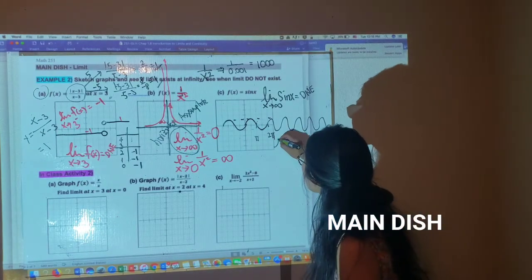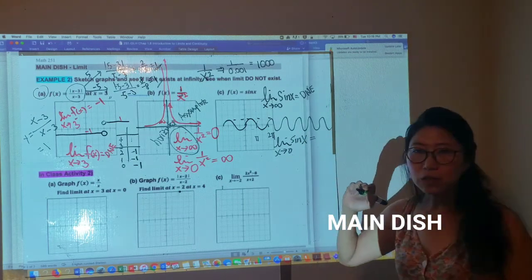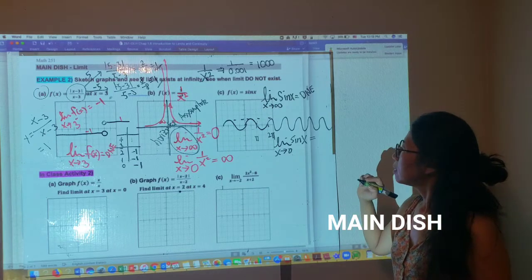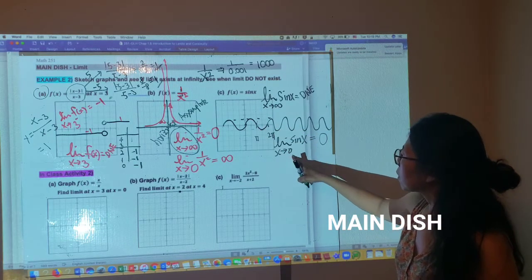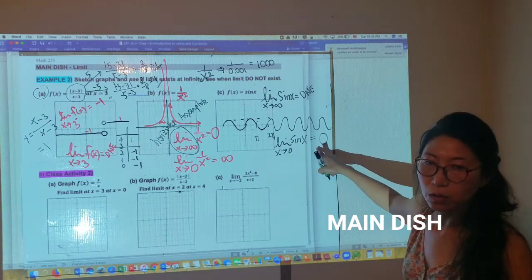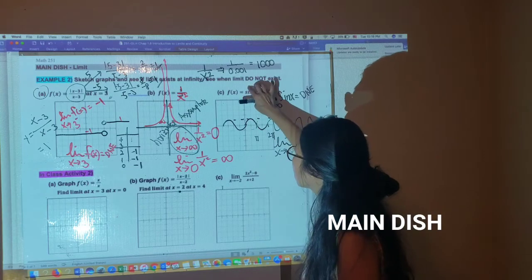Then how about if x goes to 0? Does the limit exist? In this case, yes, because it is a continuous function, I can plug in 0 here, and sine 0 is 0. So the limit exists.